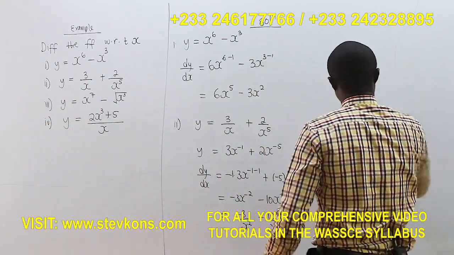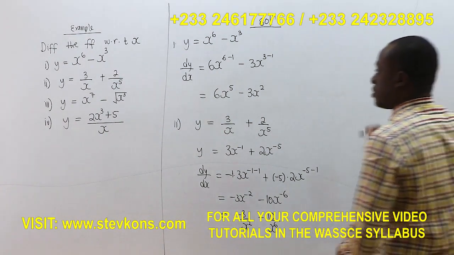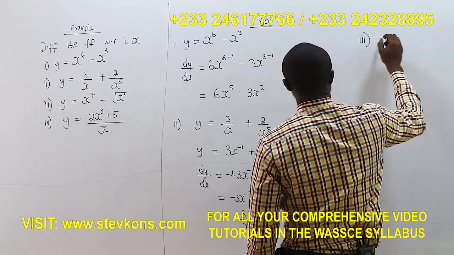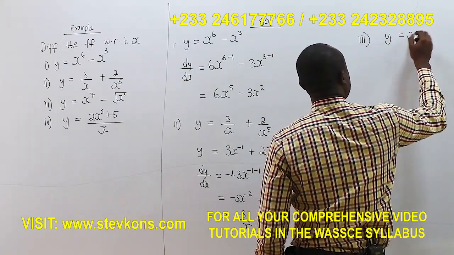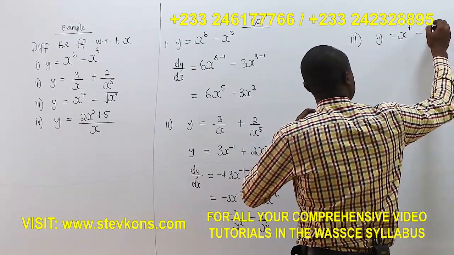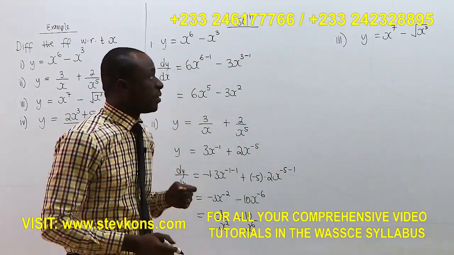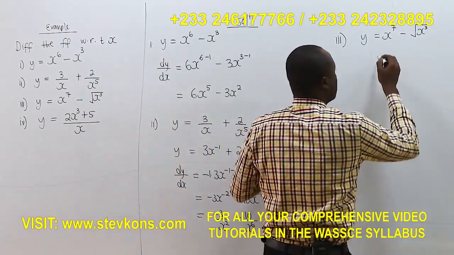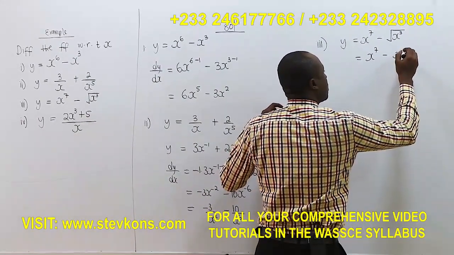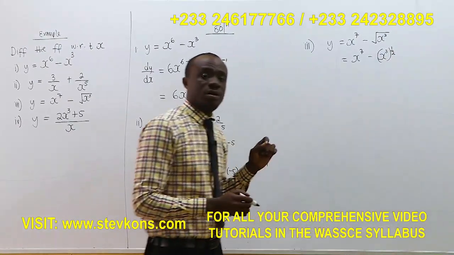Now let's see the third question. The third question, y to be equal to x to the power 7 minus the square root of x to the power 3. Now from indices, this is the same as, you see, we have x to the power 7 minus x to the power 3, all to the power 1 over 2.